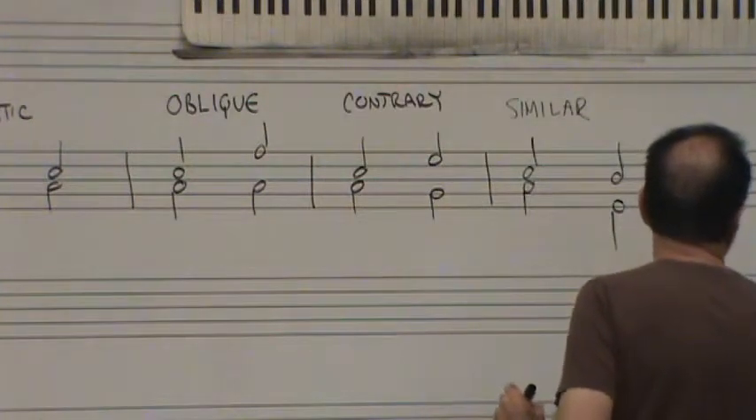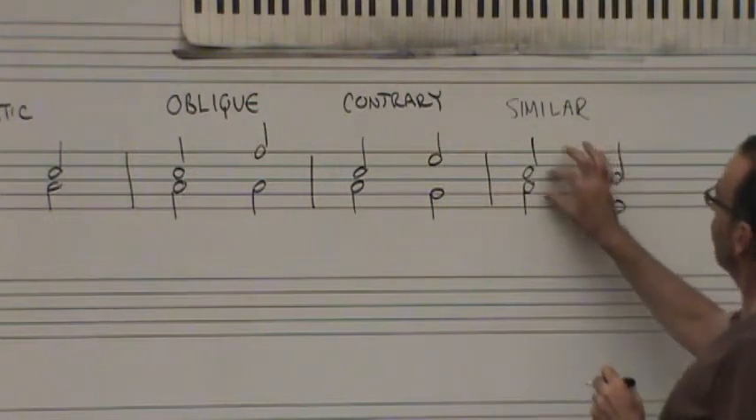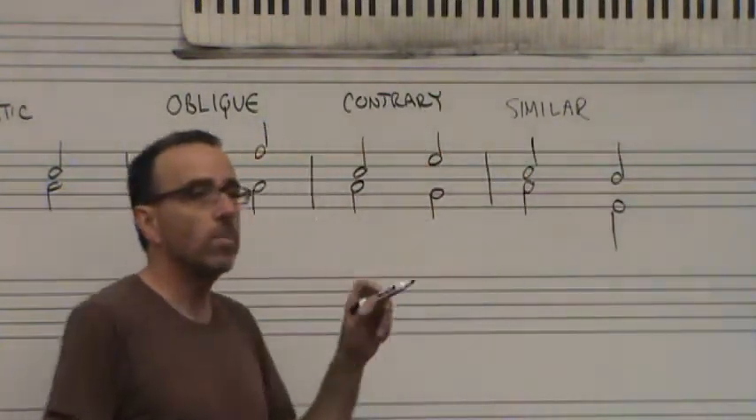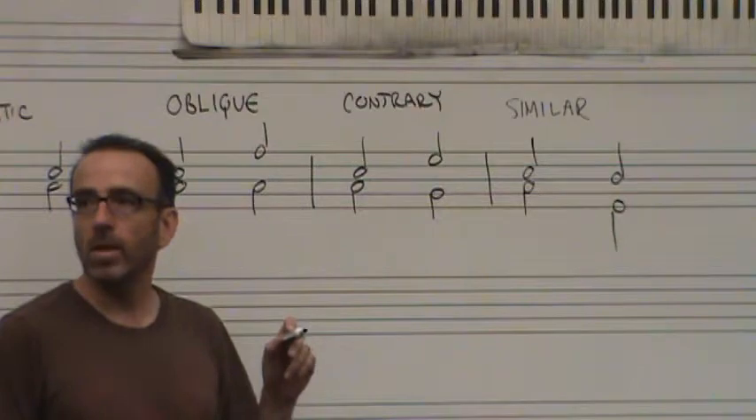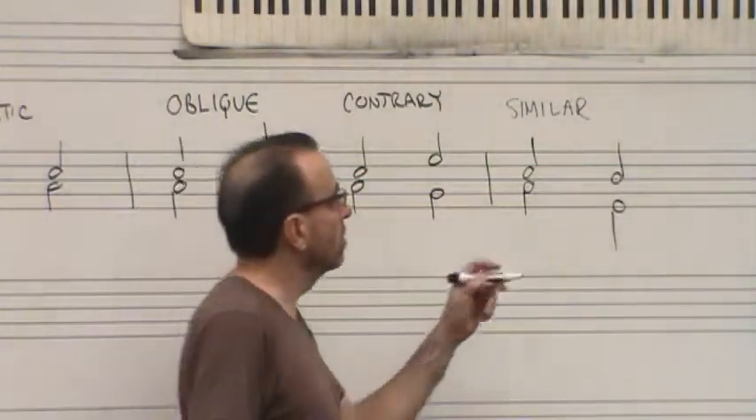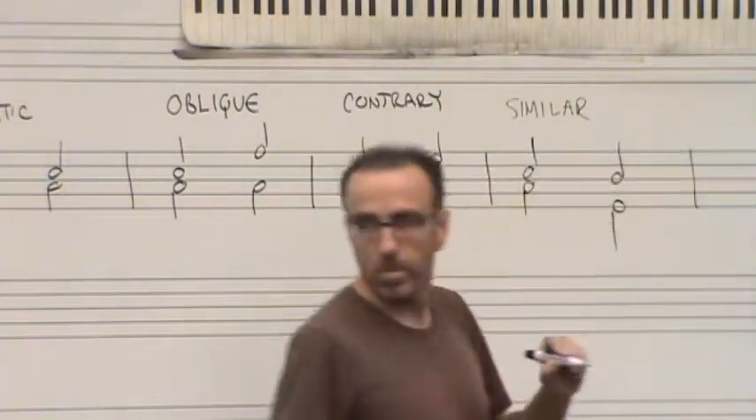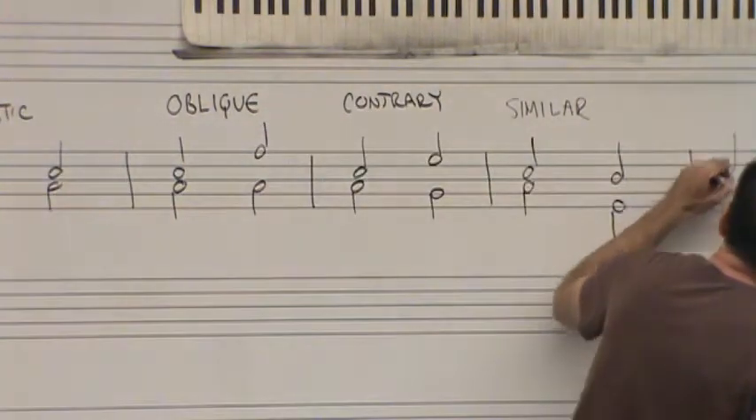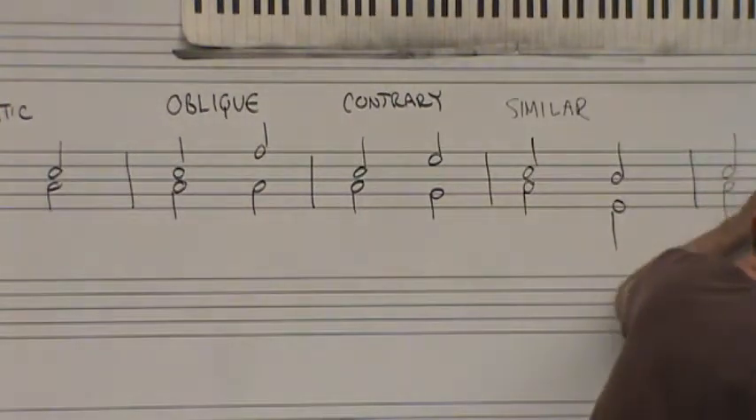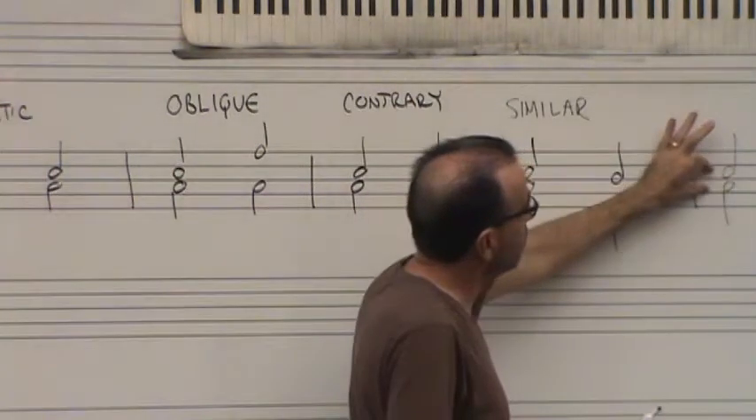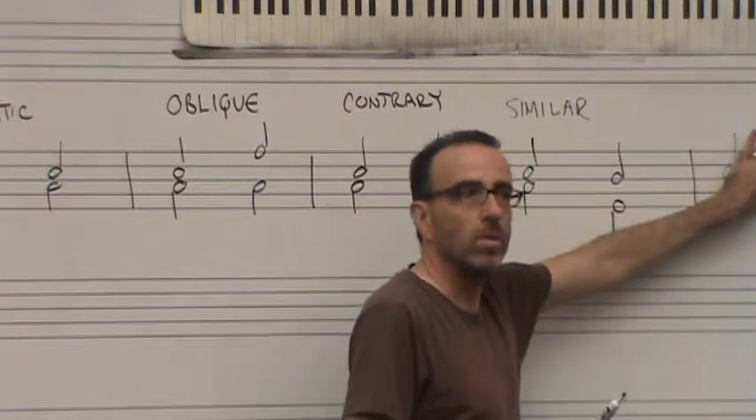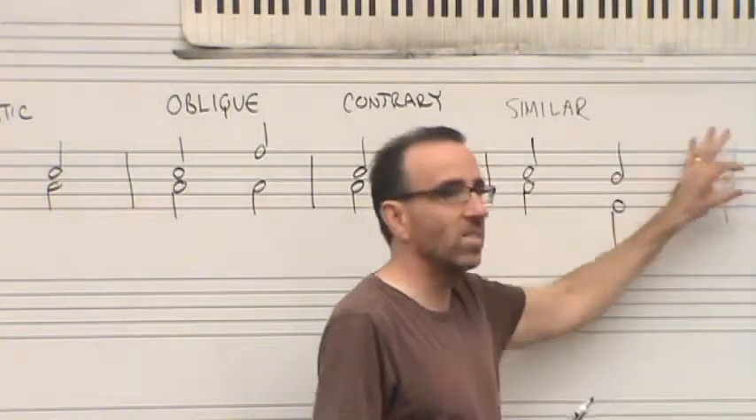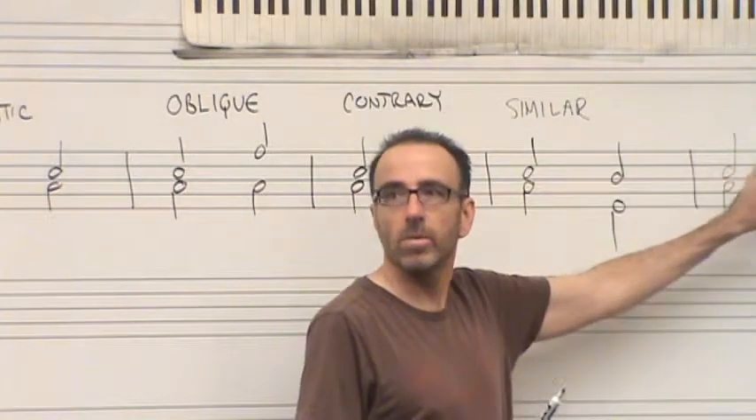But they call it similar because both voices are moving in the same direction, in this case down. Now they're not moving by the same interval, that would be parallel. Okay, so the next one, which is parallel, both the voices are a third apart, moving to another third apart. So that's parallel, when the two voices remain the same interval apart from each other.